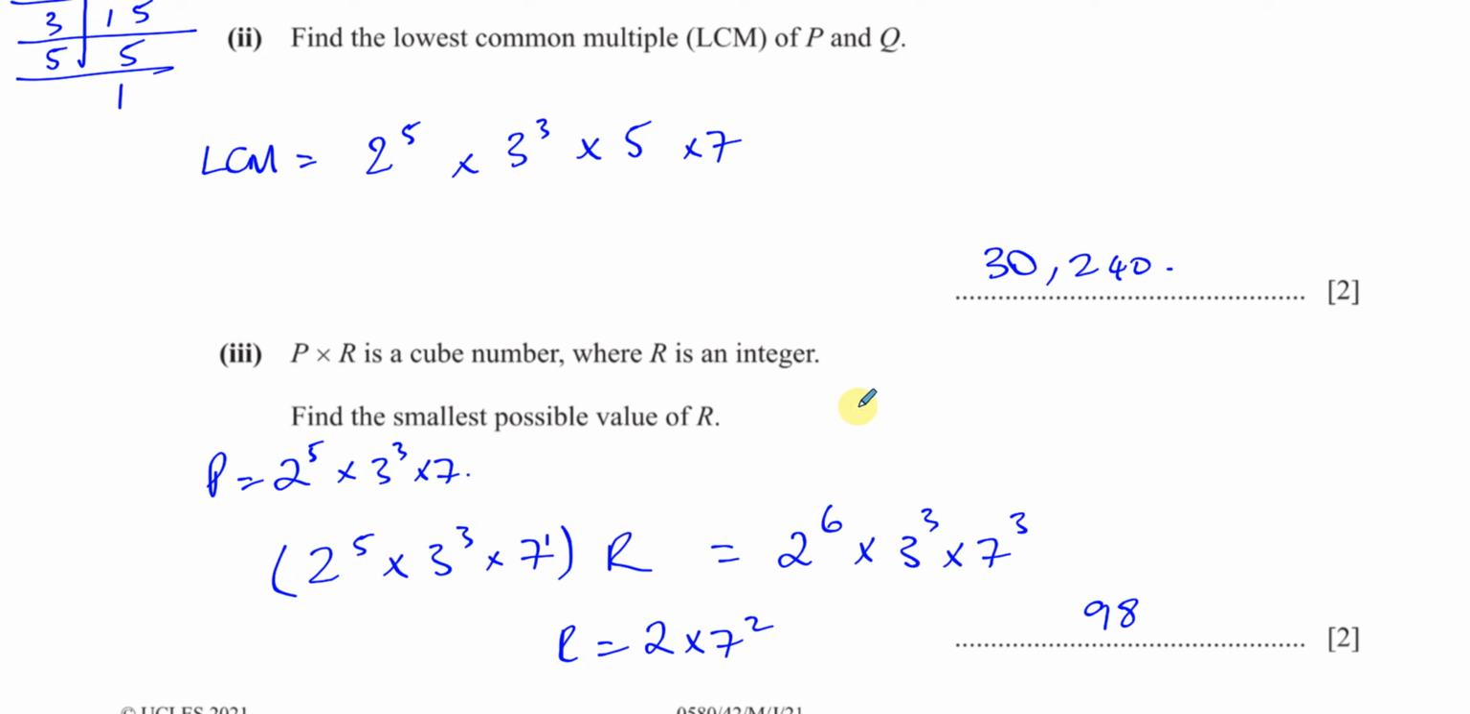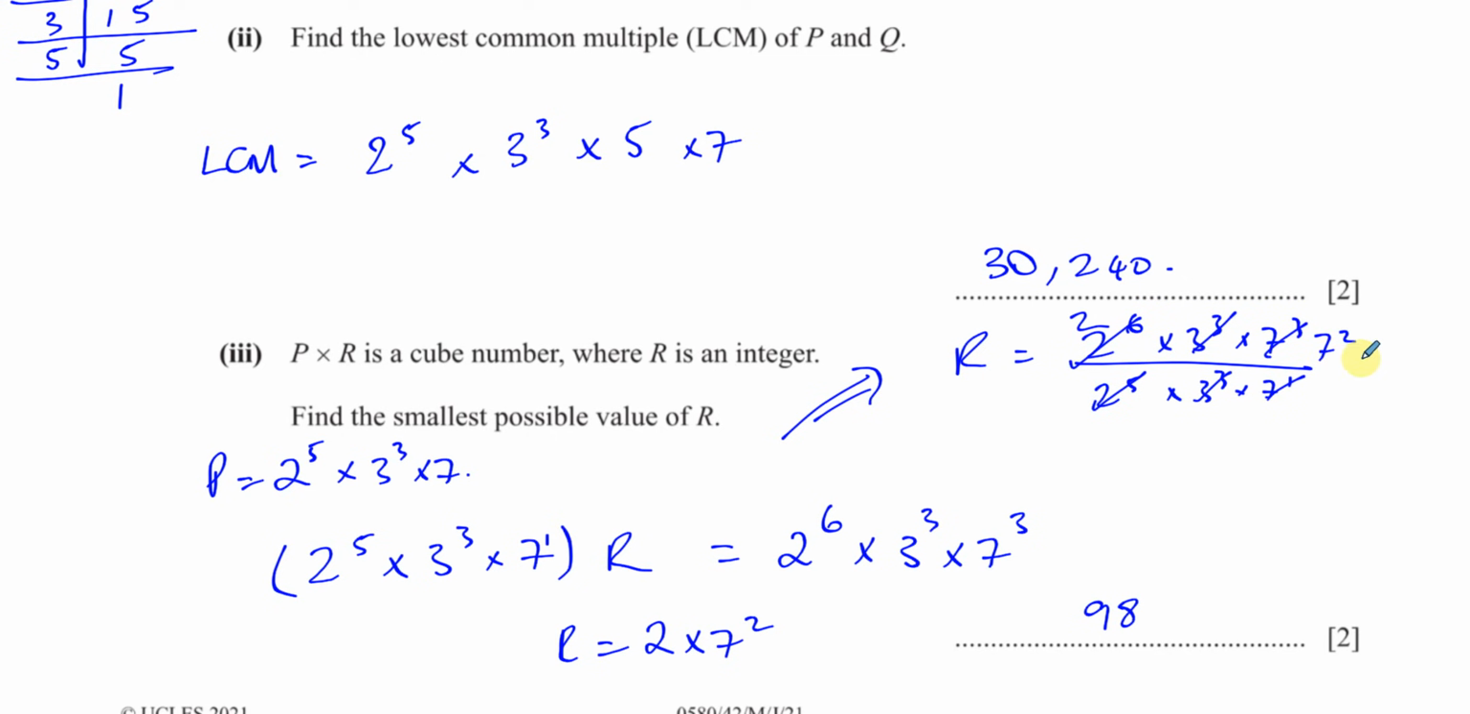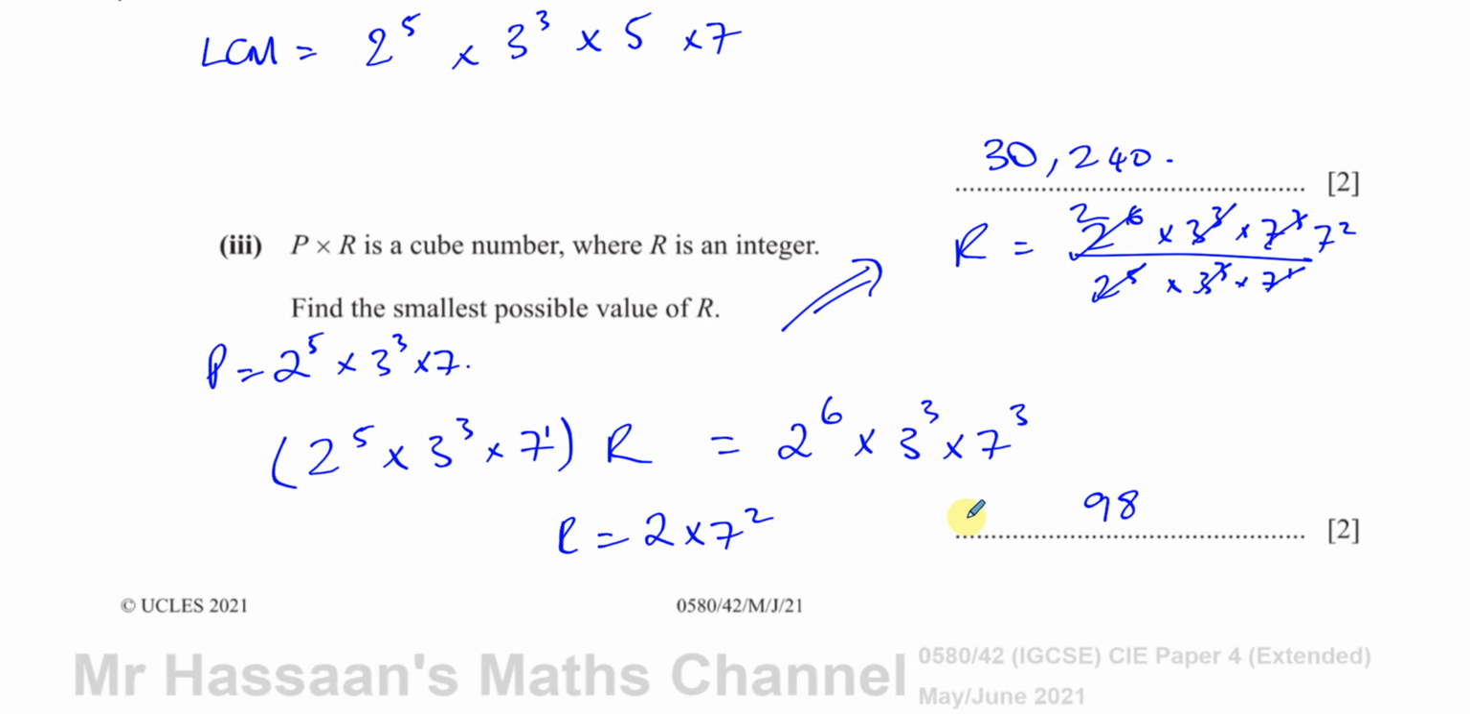Okay, you could, if you want, use an algebraic method here, say that therefore R is equal to 2 to the power of 6 times 3 to the power of 3 times 7 to the power of 3 divided by this 2 to the power of 5 times 3 to the power of 3 times 7 to the power of 1. And you see the 3's cancel, you're left with 2 times 7 squared, which is 2 times 49, which is 98. Okay, so there's part 3 of this question. And that concludes this question.